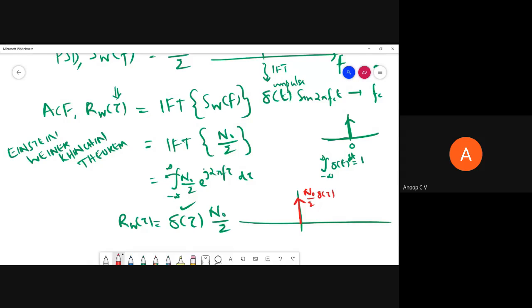What is the meaning of this autocorrelation function being an impulse function? It means that if you have white noise, it's a completely random signal. If a signal is random, any two samples you take, one at time t equal to t0 and the other at t0 plus delta t, whatever this delta t is, those two samples will be completely uncorrelated.